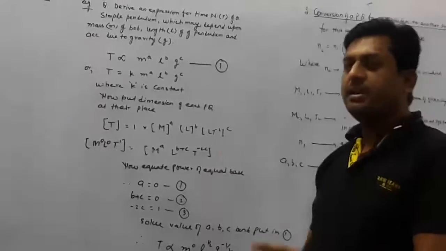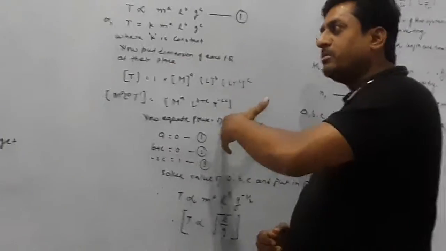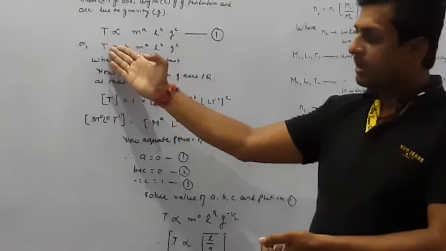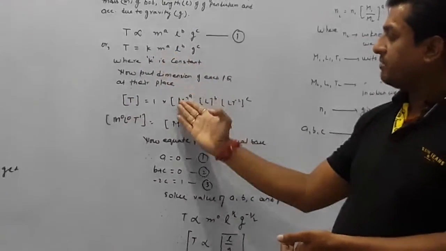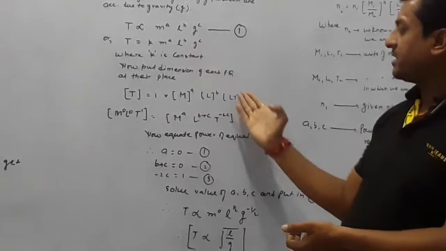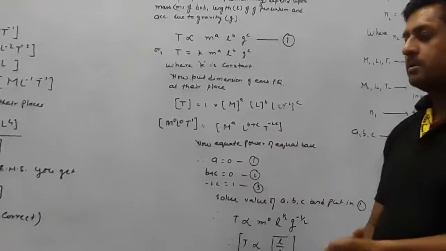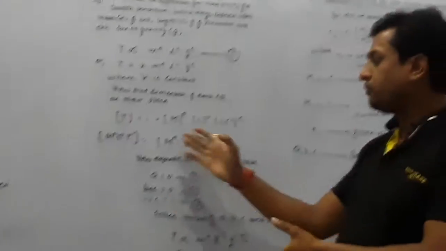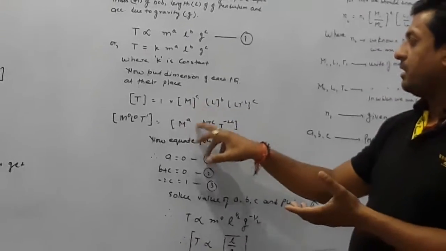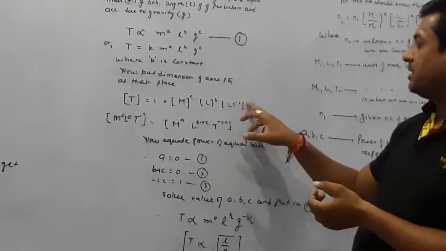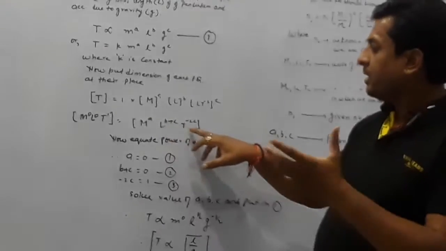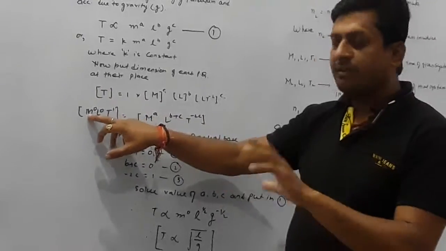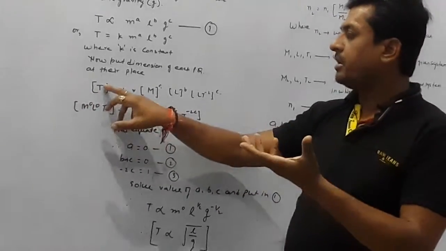Now in the left hand side as well as in the right hand side, put the dimensions of each physical quantity. In the left hand side, because it is time period, the dimension is T, then the dimension of mass, dimension of length, dimension of acceleration, and the dimension of the constant is 1. Now make a relation like this, in which you collect the powers of common bases, like M power a, L power b is here, L power c is here, so it is L power b plus c, T power minus 2c. Here no M, no L, but I have written here M power 0, L power 0, and T power 1.